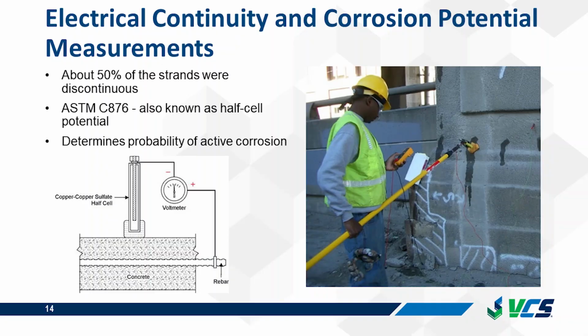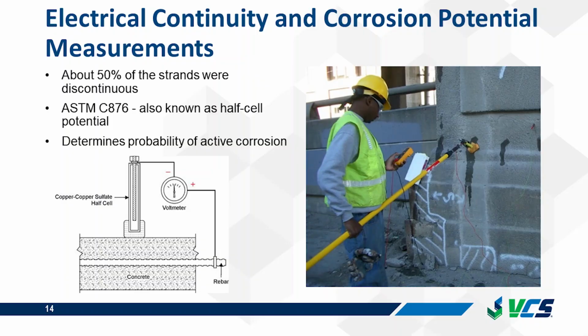The electrical continuity testing showed that in each pile, about 50% of the strands were electrically continuous. And we also did corrosion potential testing on all the piles. This is also known as half-cell testing. And that's done to ASTM C876 to determine the probability of active corrosion. In this test, a positive lead from a voltmeter is connected to the reinforcement, and a negative lead is connected to a copper sulfate reference electrode. And that reference electrode is placed on a grid along the surface of the concrete element. And at each testing location, the potential is recorded.